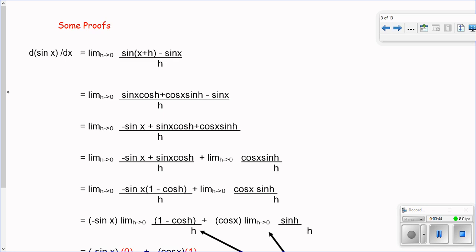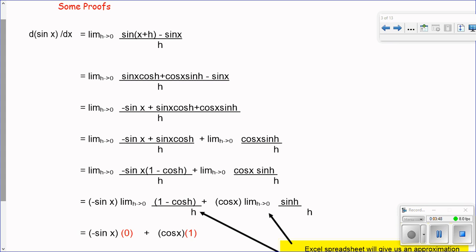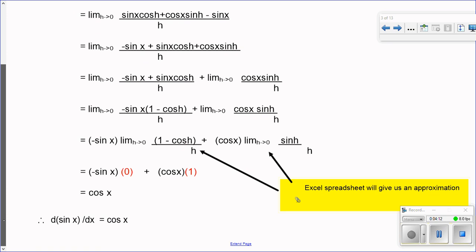Proofs involve some limit. Every derivative proof involves a limit, and in this case it is no different. We use the addition formula for sine. We expand it all out, do some rearranging and some factoring. We apply some limit properties and break this into pieces and parts. Then we evaluate our limit as h approaches 0.